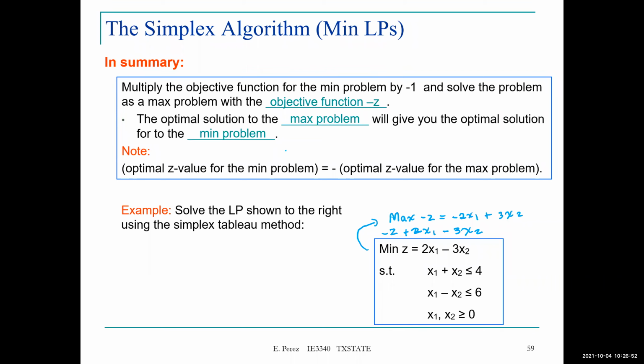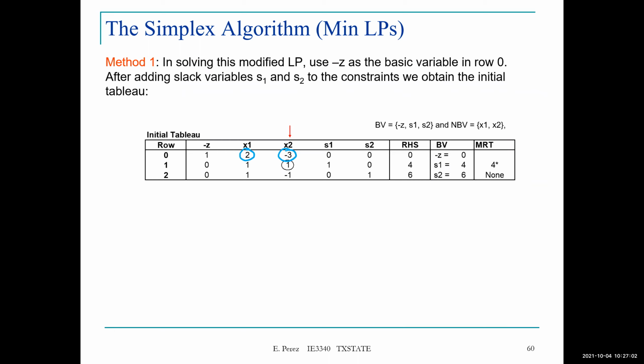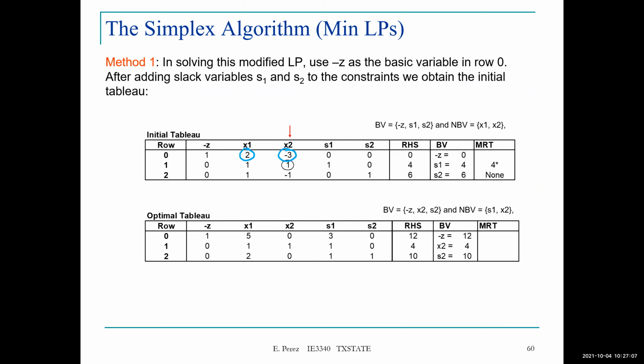So your coefficients for x1 and x2 are right here. Minus 2 positive, minus 3 negative. And then you solve the problem as we have discussed by looking at the minimum ratio test. Since you are maximizing after the first iteration, all the coefficients are positive. So that means that you have found the optimal solution. The optimal solution is minus z equals 12, x2 equals 4, s2 equals 10.